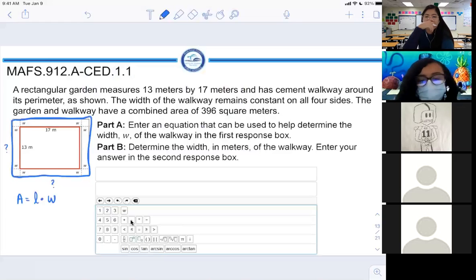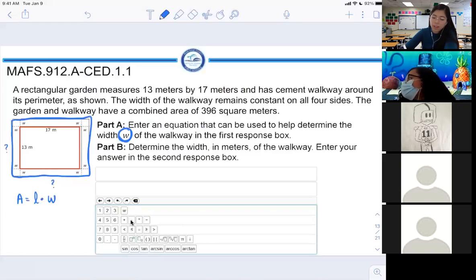I have an idea to solve it. So it says that the garden and the walkway, which I'm guessing is like the whole big square and the little one combined together. So you would have to do 13 times 17 and then do 396 minus whatever you get. That might be wrong, but... Yes, you're correct. However, all I want is the width of the outer portion, not the area of the outer portion. So you're close. You're on the right track.